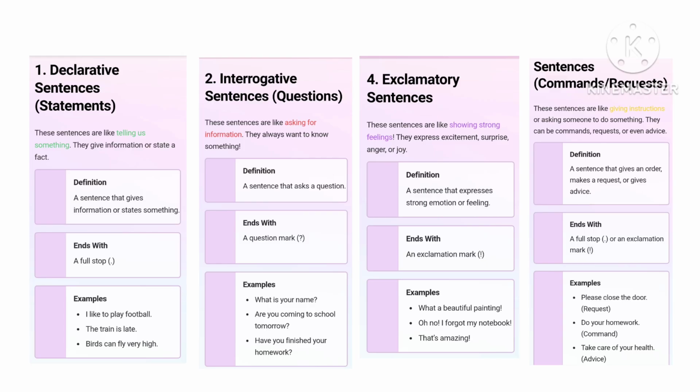So let's review. A sentence gives a complete thought. There are two parts in the sentence. One is the subject and one is the predicate. There are four main types of sentences. Each has its own use and punctuation.